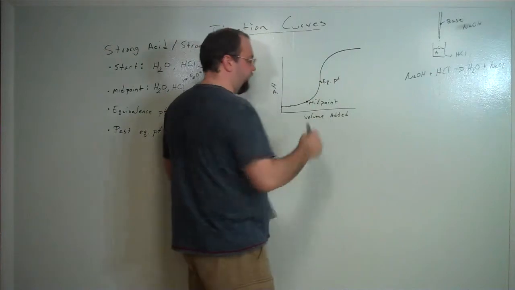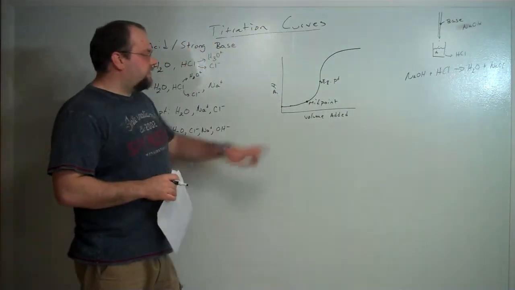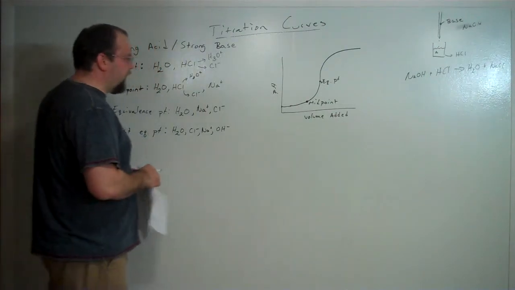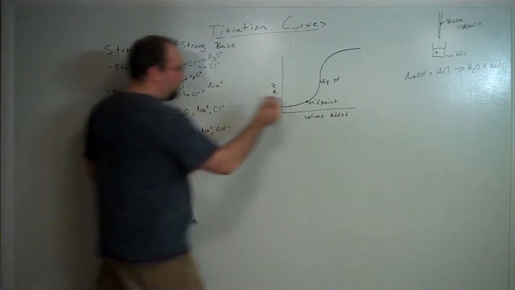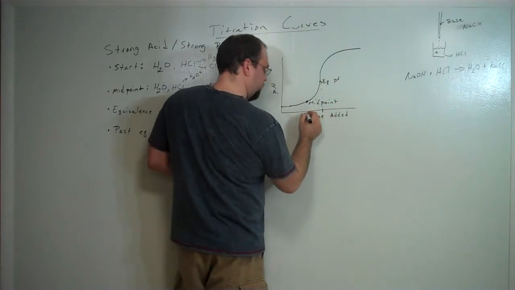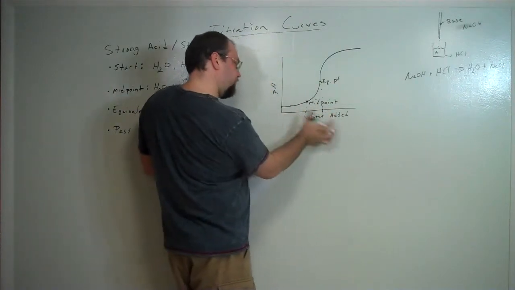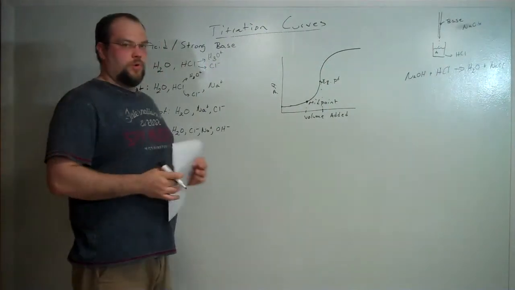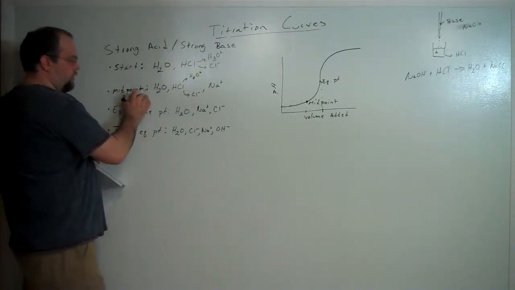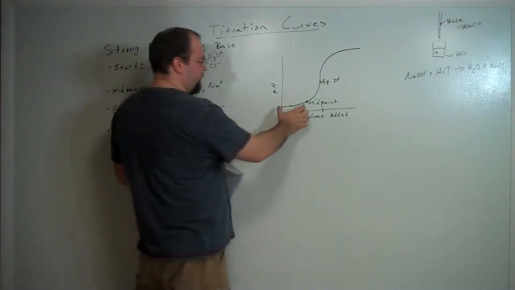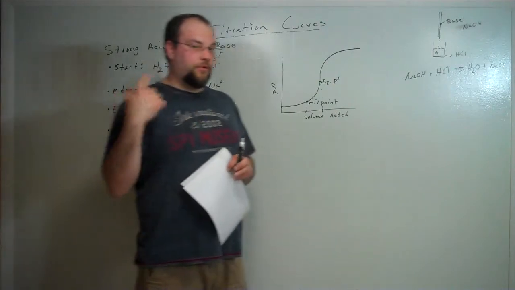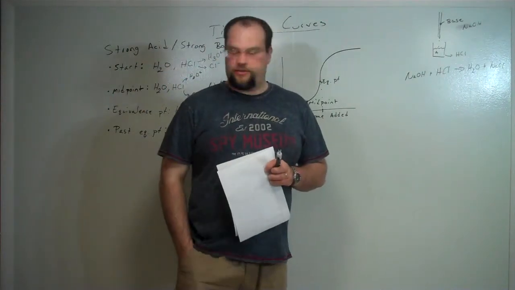I'm not going to draw an arrow. That didn't work well. That's the midpoint. I'm halfway to my equivalence point. So if my equivalence point, let's drop a line, was right here, my midpoint should be halfway. Not perfectly halfway, but we'll call it perfect. So my midpoint is when I'm halfway to my equivalence point. And that midpoint is going to become really important when we talk about weak acids and weak bases.